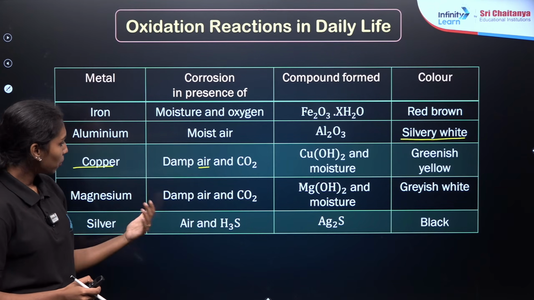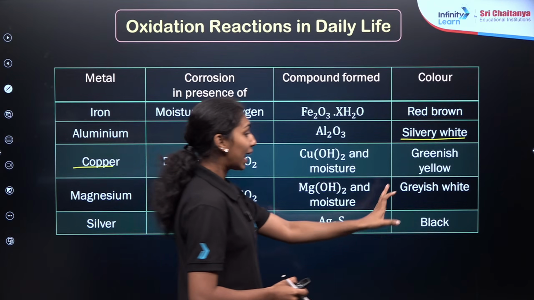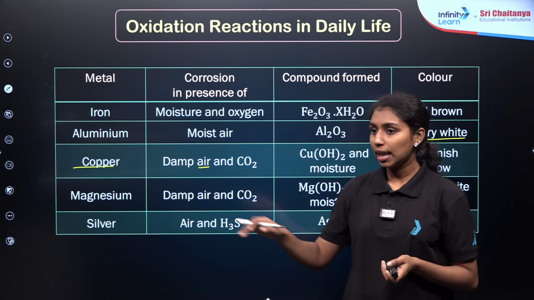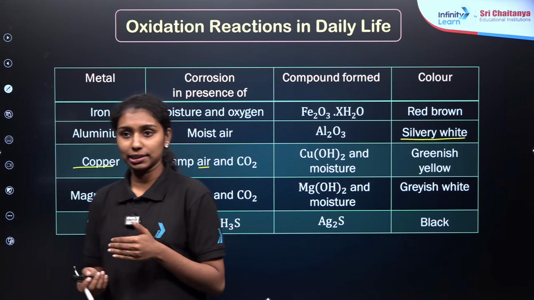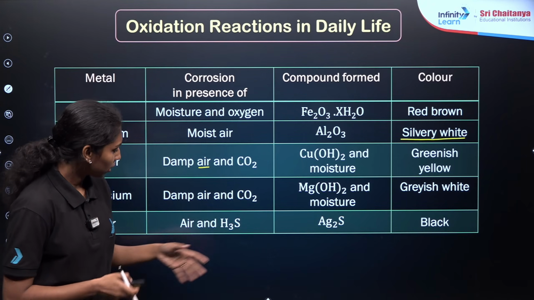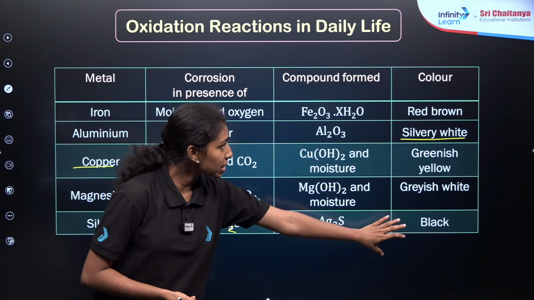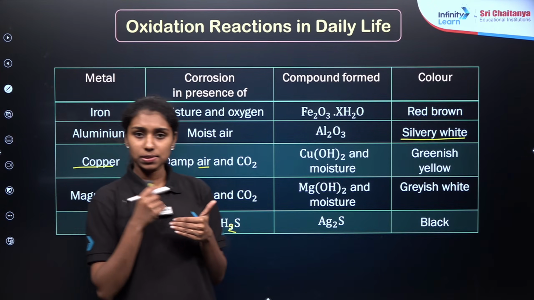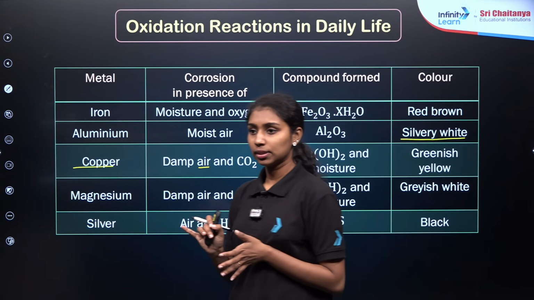Then in the case of magnesium also the same, carbon dioxide and air. Mg(OH)2 is forming a greyish white color over there. And the last case is about silver, right? Silver is reacting with air and H2S to form Ag2S, which is black in color. So this is the most common example for corrosion which we have discussed in the classes. Clear?